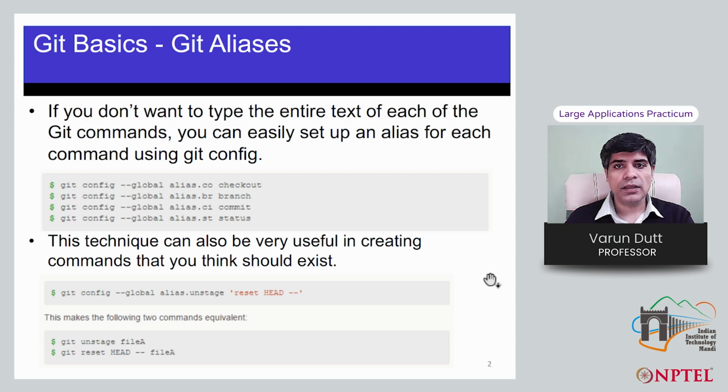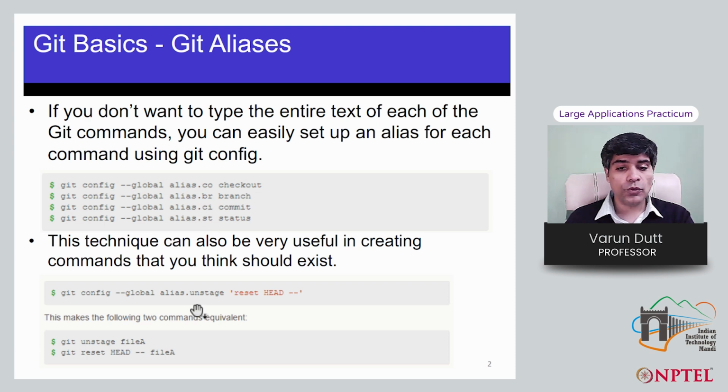So there are a few more things in Git which we need to learn, and one is aliases. Aliases are basically small short forms which we can create for different commands in Git. For example, if we write git config --global alias.co checkout, now we can use co for checkout. We don't need to write the full form. Similarly, we can create aliases for branch as br, commit as ci, and status as st.